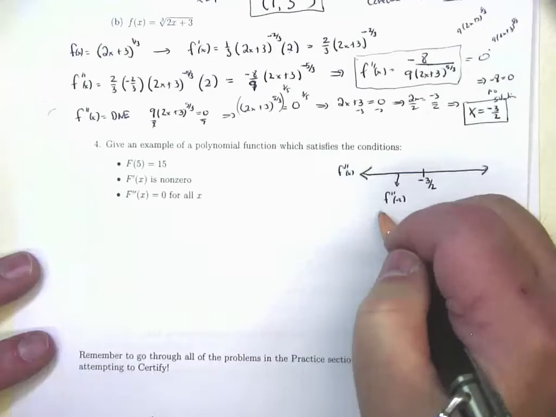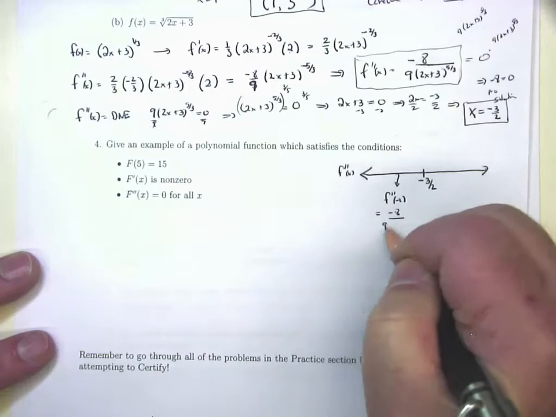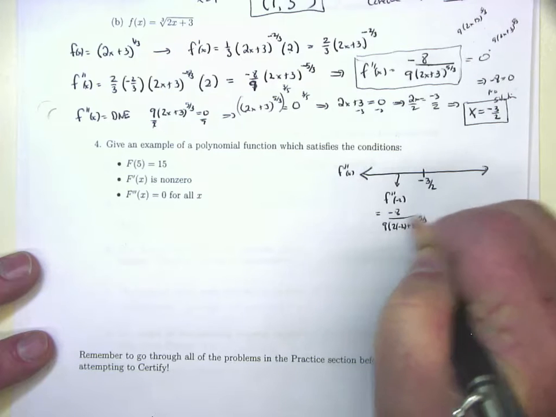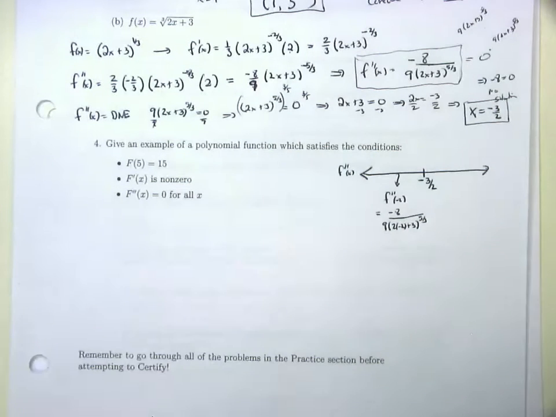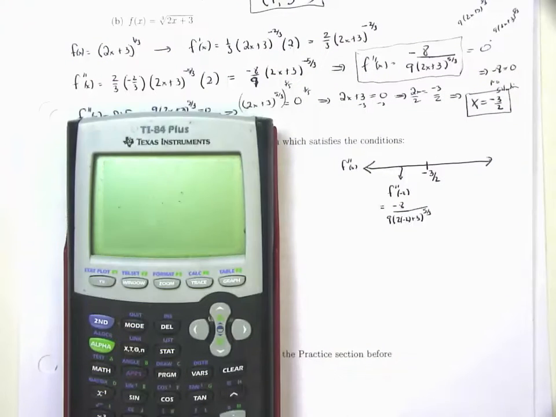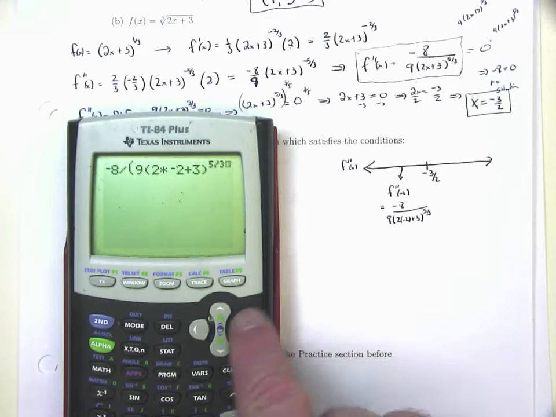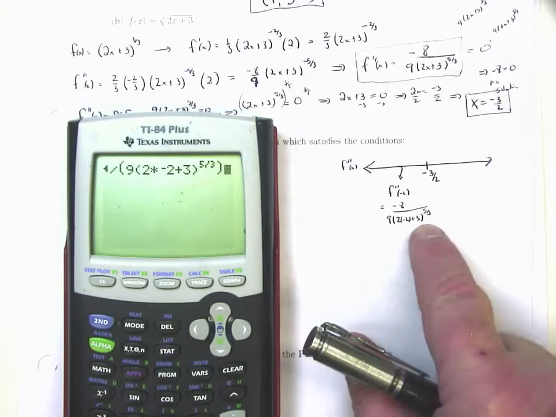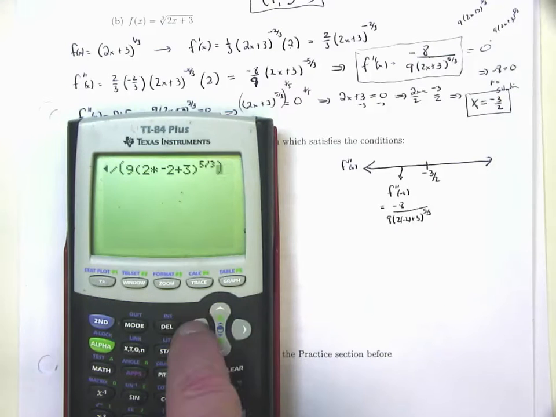This would be equal to negative 8 divided by 9 times (2 times negative 2 plus 3) raised to the 5/3 power. I'm just going to save a little bit of time here and put that on the calculator for you guys. So I type negative 8 divided by parentheses 9, another parentheses, 2 times negative 2 plus 3, close parentheses, raised to the 5/3 power, and then close parentheses for the denominator. That's just me typing in exactly the way it looks. I just wanted to show you guys this on the calculator with that negative 8 up front.